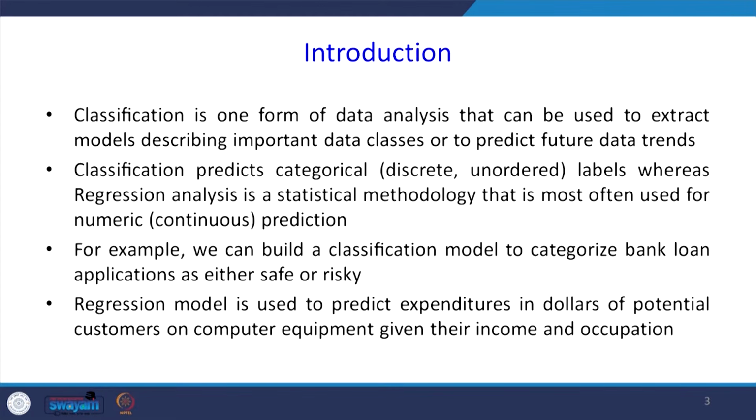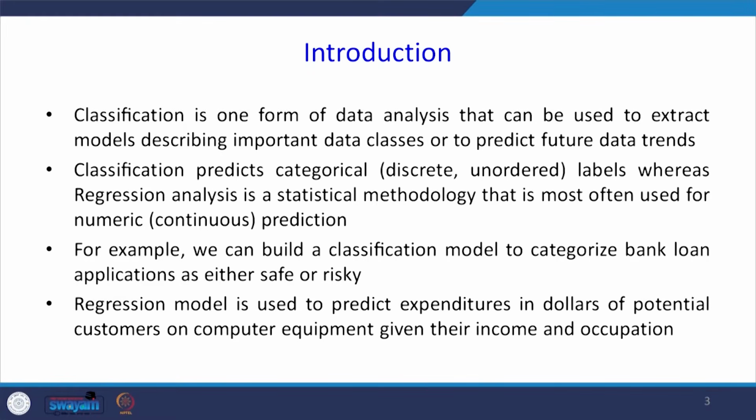Classification predicts categorical, that is discrete unordered labels, whereas regression analysis is a statistical methodology that is most often used for numeric prediction. There is a difference between classification techniques and regression. In classification techniques, the dependent variable is a categorical variable most of the time, but in regression analysis, the continuous variable is the dependent variable.